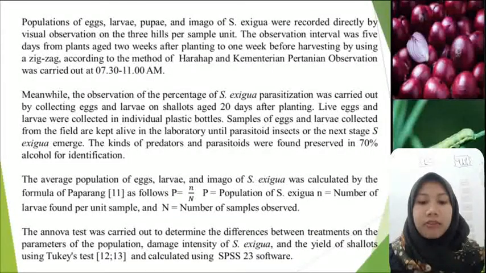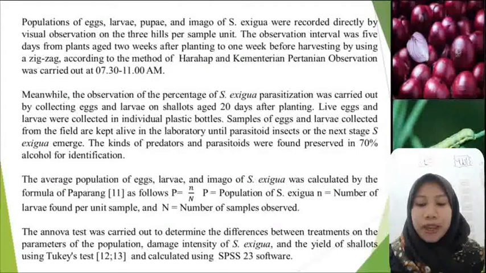Population of egg, larva, pupa, and imago of Spodoptera were recorded directly by visual observation on 3 hills per sample unit. 30 sample units were randomly selected for each treatment. The observation interval was 5 days from plant age 2 weeks after planting to 1 week before harvesting, using a zigzag pattern according to the method of Harahap and Kementerian Pertanian. Observation was carried out at 7:30 until 11 am.